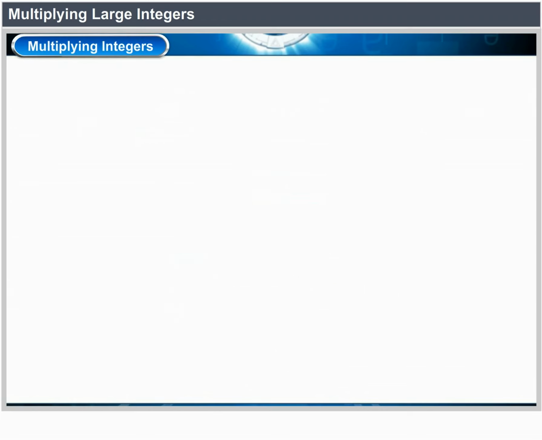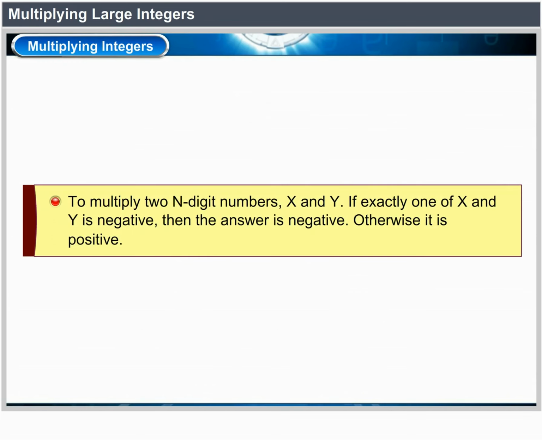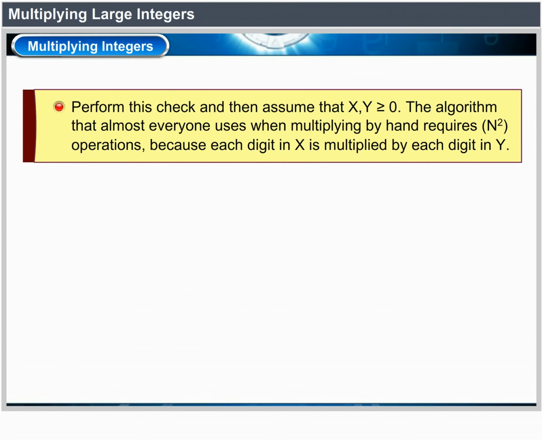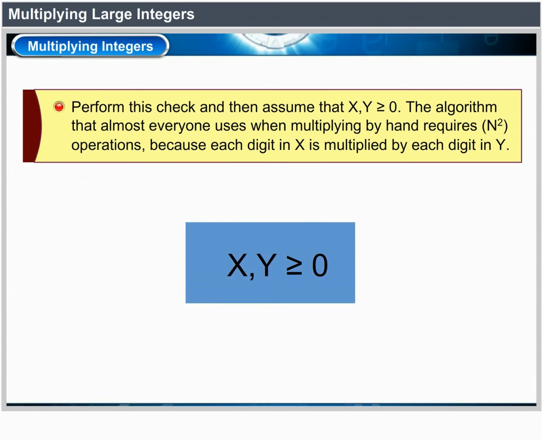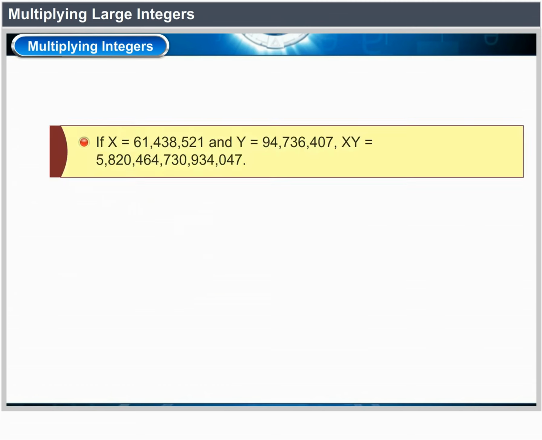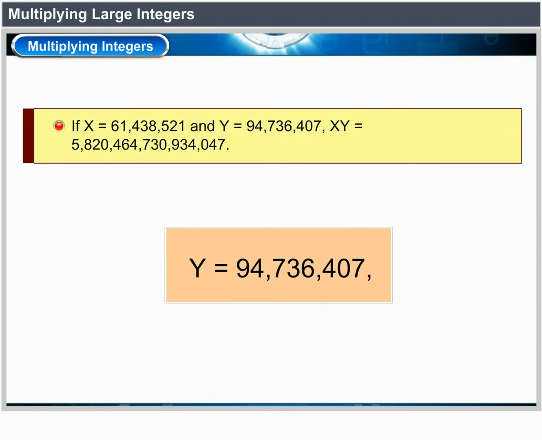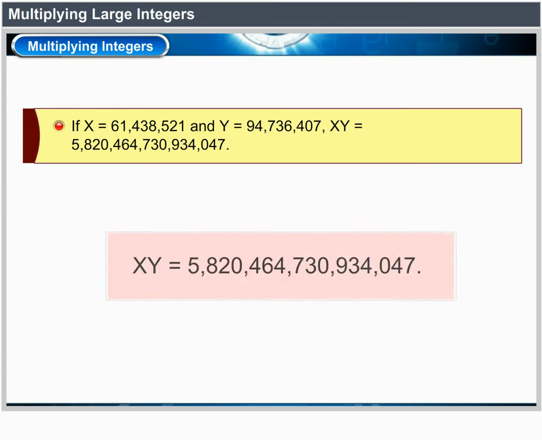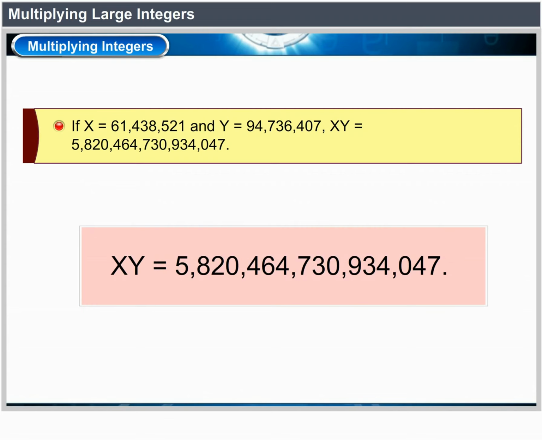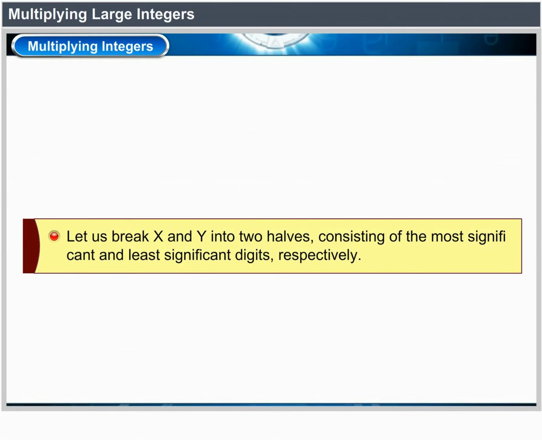Multiplying integers. To multiply two n-digit numbers x and y, if exactly one of x and y is negative, then the answer is negative. Otherwise, it is positive. Perform this check and then assume that x, y are greater than or equal to 0. The algorithm that almost everyone uses when multiplying by hand requires n^2 operations because each digit in x is multiplied by each digit in y. If x equals 61,438,521 and y equals 94,736,407, xy equals 5,820,464,730,934,047. Let us break x and y into two halves consisting of the most significant and least significant digits respectively.